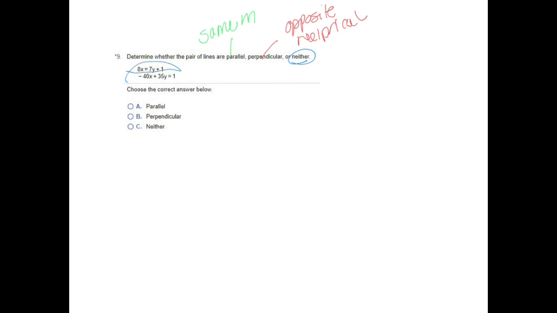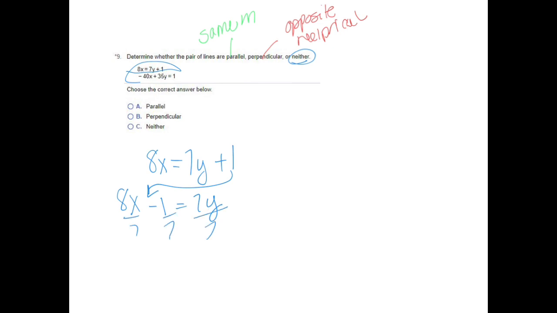So if I take this first equation, I really just have to get these into slope-intercept form. So I'm going to solve for y. I'll leave the 8x where it is. I'll bring the positive 1 over. It'll be a negative 1. And then I'm going to divide everything by 7. So I'm going to get that y is equal to 8/7 x minus 1/7.